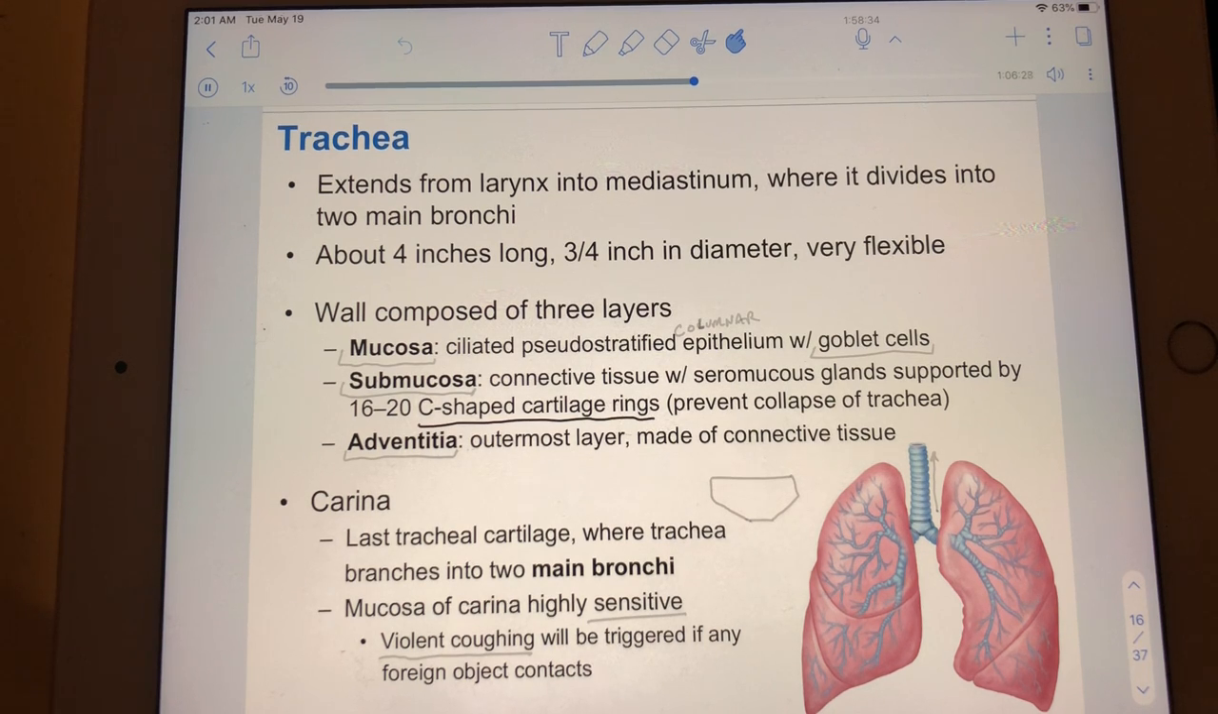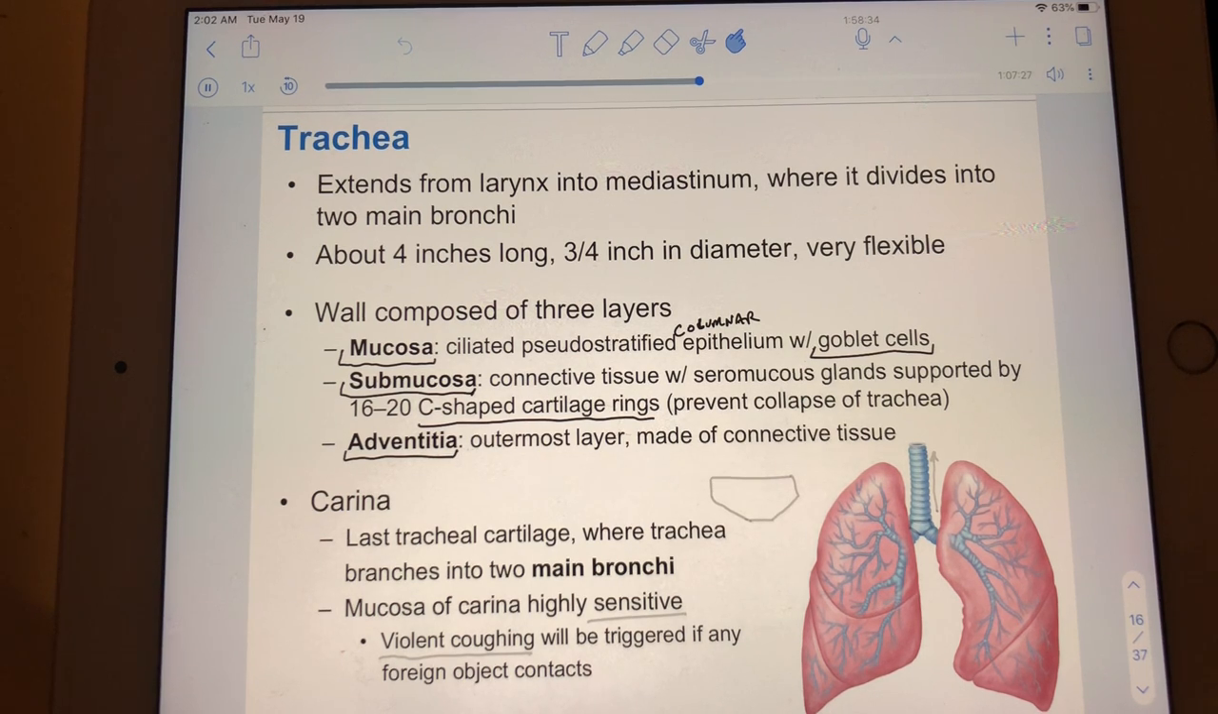There are three layers that comprise the wall of the trachea. The mucosa is innermost. It's in contact with the lumen, and it's lined with pseudostratified columnar epithelium, interrupted by specialized columnar cells. What are they specialized for? Secreting mucus, so goblet cells. A submucosa, which is comprised of connective tissue, houses seromucous glands, like what we saw in the nasal cavity, and also houses those hyaline cartilage rings, okay? And then an adventitia. Adventitia is the outermost layer, and it's also comprised of connective tissue, okay?